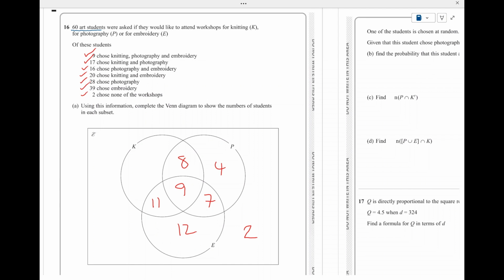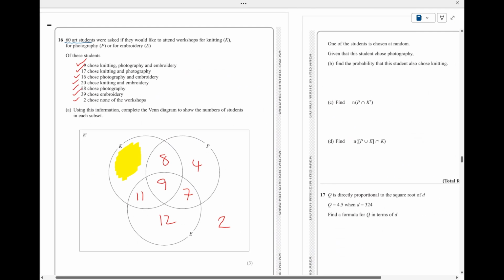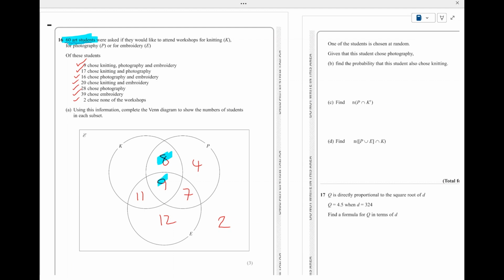Use this information, complete the Venn diagram to show the number of students in each subset. Have I done that? I haven't, because I haven't got the number of students there, have I? How am I going to work that out? Well, they always do this, and you have to go back to the fact that you know there are 60 altogether. So let's work out how many I've accounted for so far. I'm going to add up 8 plus 9 plus 4 plus 7 plus 12 plus 11 plus 2 and see what that comes to.